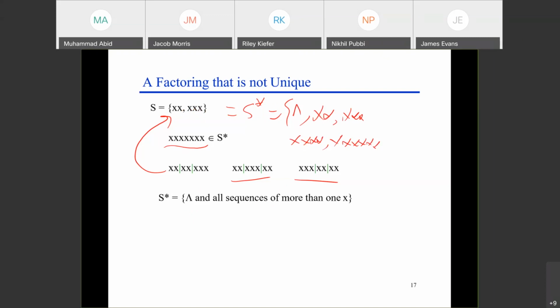The only thing missing is 1x. 1x is not part of this language. Other than that, you will have all possible combinations of the words in this. So this is the compact definition. The English description is that lambda and all sequences of more than 1x. So this way you can define this language.